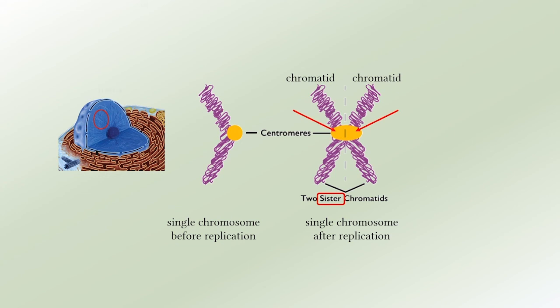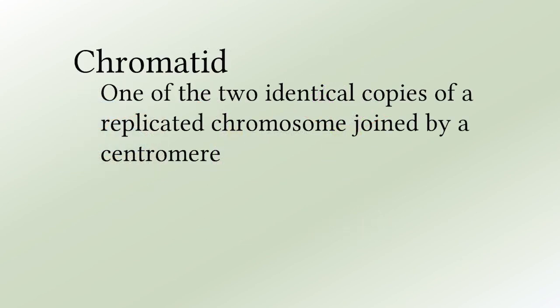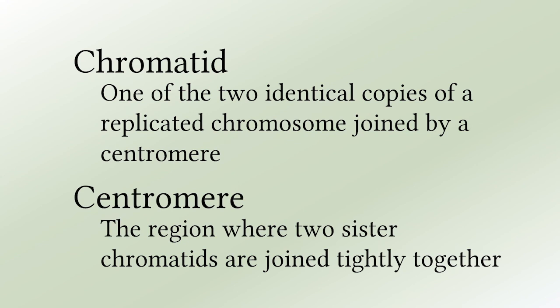So to sum up, chromatin is made up of long strands of clusters of DNA and proteins in the cell's nucleus, while a chromosome is those strands when they are condensed as the cell is getting ready to replicate. And a chromatid is one of the two identical copies of a replicated chromosome joined by a centromere. We can define centromere by saying it's the region where two sister chromatids are joined tightly together.